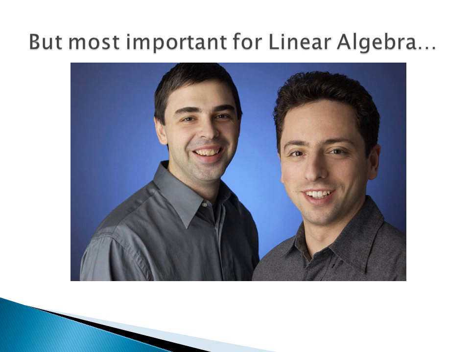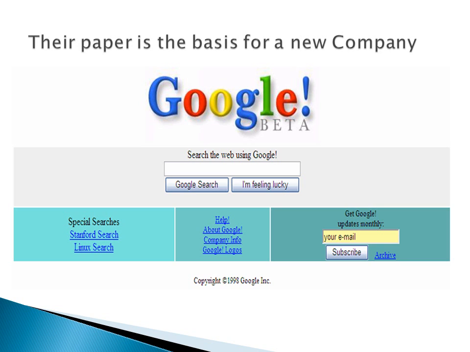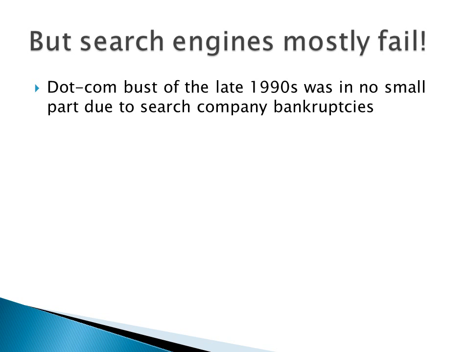And these two guys. So who are these two guys? This is Larry Page and Sergey Brin. They were collaborators in doing PhD research in computer science, in which they wrote the paper from their PhD research called The Anatomy of a Large-Scale Hypertextual Web Search Engine, which formed the basis for a new company. And this is the actual original site for Google. And their paper led to a new way of doing search engines, or searching the web.